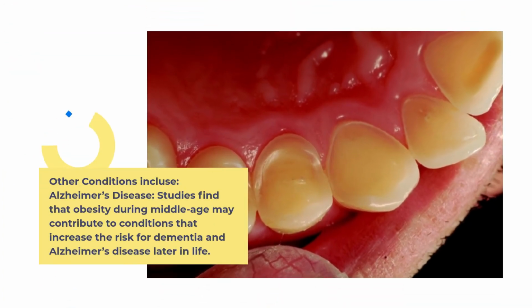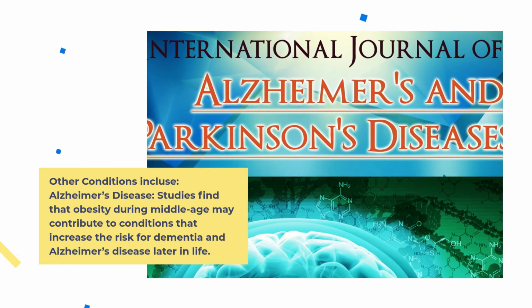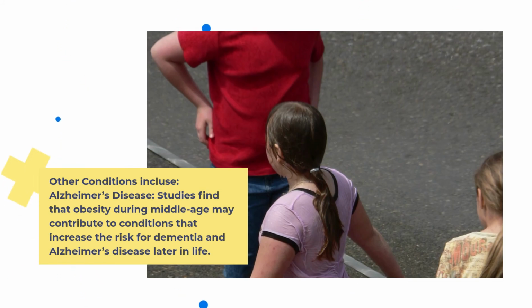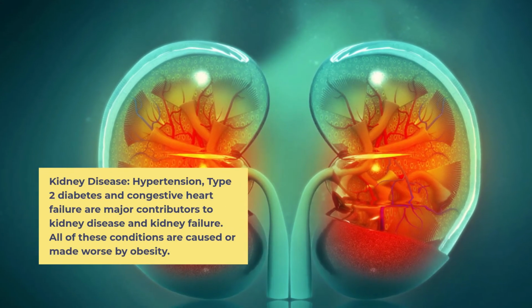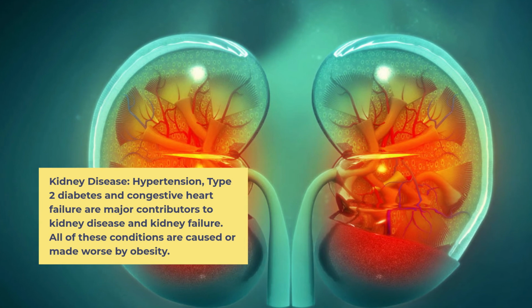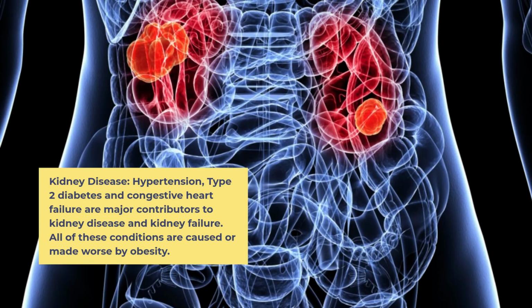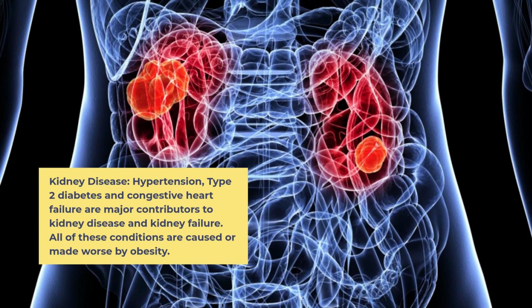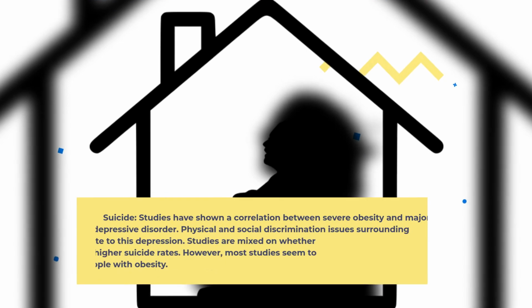Other conditions include Alzheimer's disease. Studies find that obesity during middle age may contribute to conditions that increase the risk for dementia and Alzheimer's disease later in life. Kidney disease: hypertension, type 2 diabetes and congestive heart failure are major contributors to kidney disease and kidney failure. All of these conditions are caused or made worse by obesity.